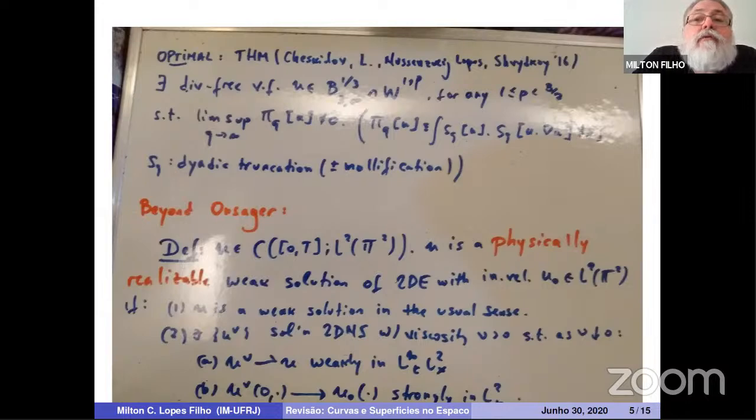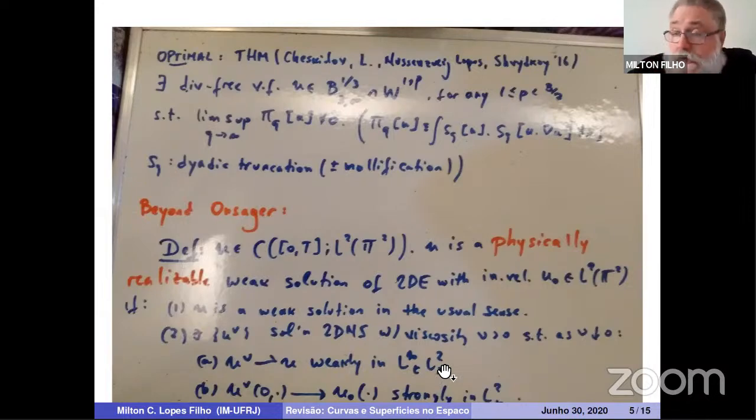Then what do I have to say more than that? Now we're going to introduce the fact that we want to discuss solutions which are limits of vanishing viscosity. So let me say that a solution u, continuous in time into L2, is physically realizable if, first, it is a weak solution in the usual sense, and second, there exist some u^nu solutions of the Navier-Stokes with viscosity nu positive, such that as nu goes to 0, u^nu converges to u weakly in L infinity L2.